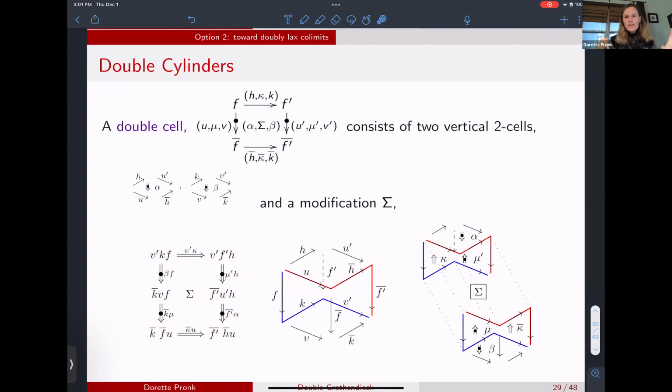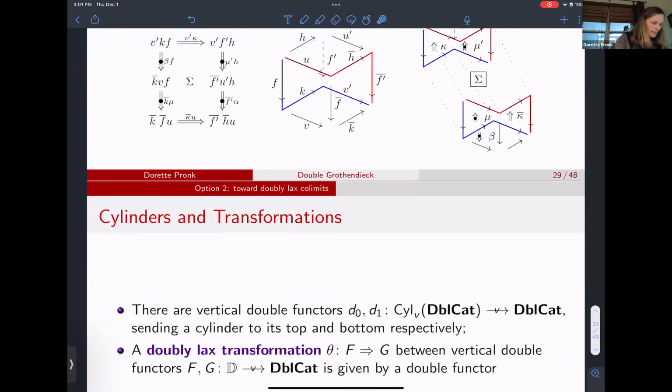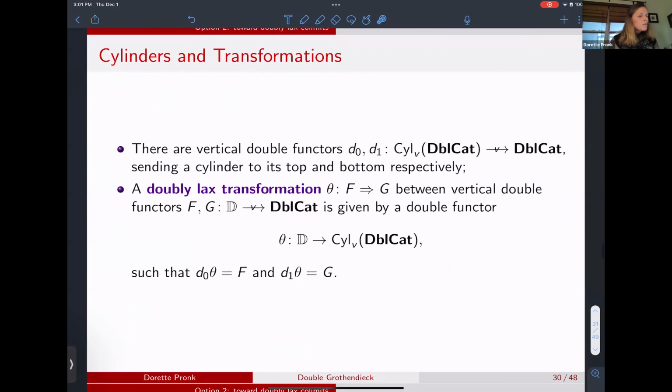So a whole cylinder consists of a modification with those sides and the top and bottom. So as I said, there are vertical double functors D0 and D1 from the cylinder double category into double cats, and a doubly lax transformation between vertical double functors is now given by a double functor from D into the cylinder category, such that, of course, D0 is F and D1 gives me G.